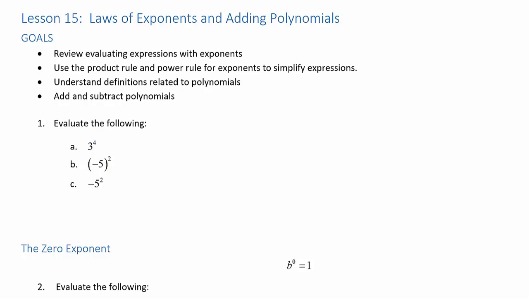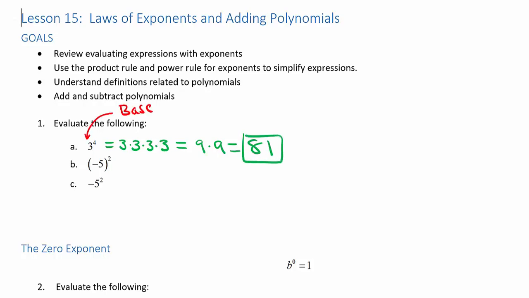Today we're going to talk about working with exponents and then working with polynomials. So I want to start by just reviewing how exponents work. If you want to evaluate 3 to the 4th, that means you're multiplying 3 by itself 4 times. 3 times 3 is 9, and 9 times 9 is 81. We say that the 3 is the base, and the 4 is the exponent.